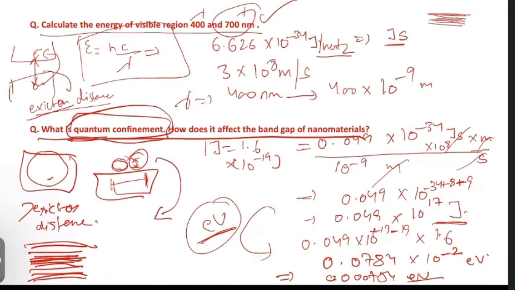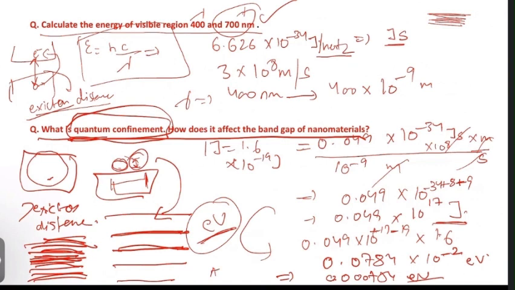When this happens, we have distinct band gaps, not arrays of energy levels. We have distinct energy levels and are able to distinguish between each of them. Got it? So this is the case of nanomaterials and this is the case of bulk materials. Got it?